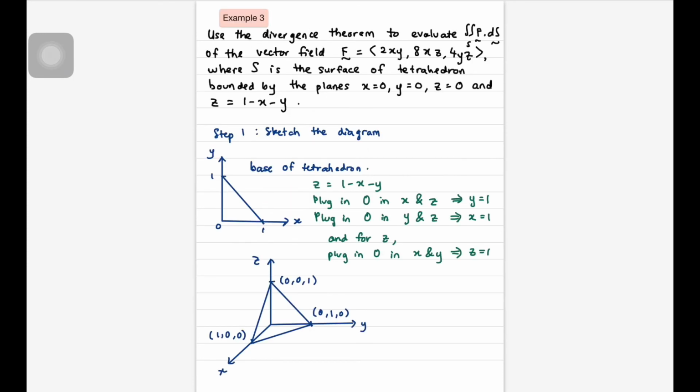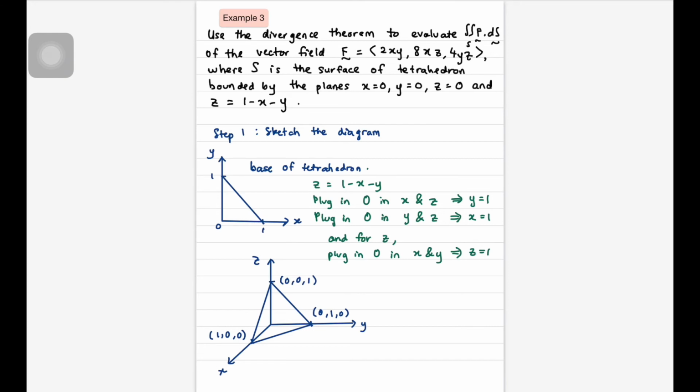Example 3. Use the divergence theorem to evaluate the surface integral of F dot dS of the vector field F, which is 2xy, 8xz, 4yz, where S is the surface of the tetrahedron bounded by the planes x equal to 0, y equal to 0, and z equal to 0, and z is equal to 1 minus x minus y.